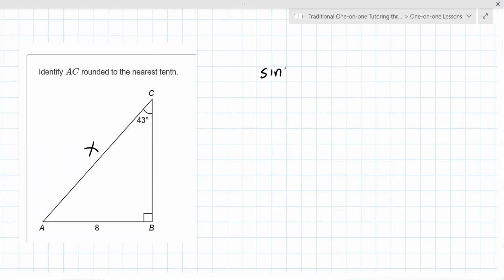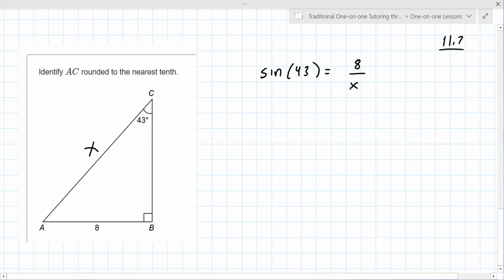I get 11.7319. Okay, so you think the answer is 11.7. I don't know. I'm going to just work it out here. All right. So sine is 8 over x.